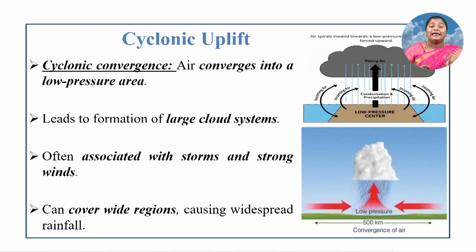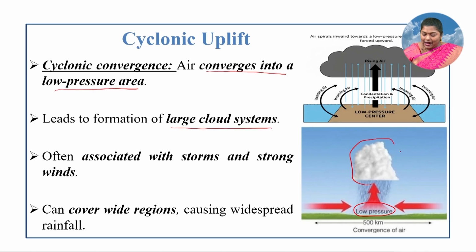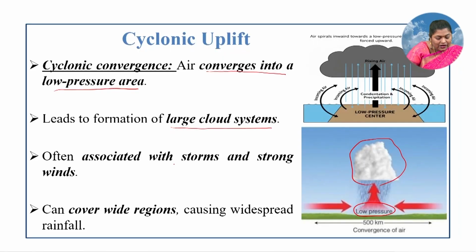Next one is the cyclonic uplift, that is, the air converges into a low pressure area. If it's going to be a cyclone, the low pressure is the most important factor, which leads to the formation of a large cloud system. So because of this, the large cloud system is formed, that is, the cumulonimbus clouds, the vertical clouds, are formed because of the cyclonic uplift. Often it's associated with a storm and strong winds.